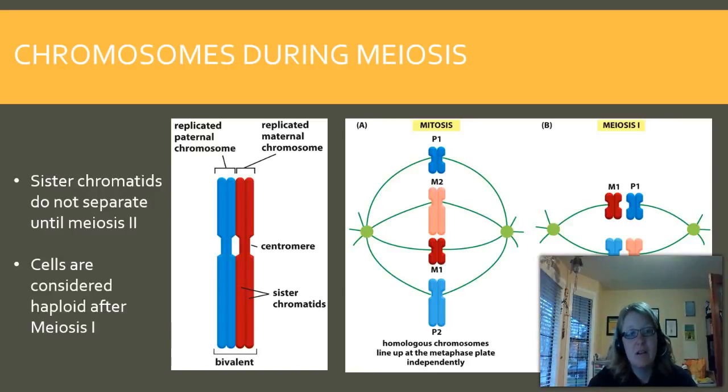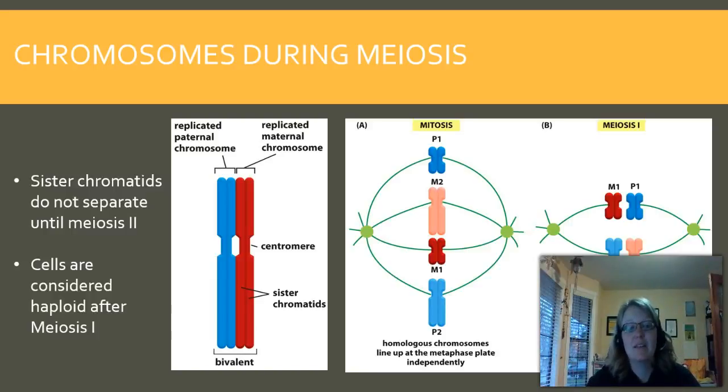And so cells are not considered haploid until after meiosis 1, and that's when we're going to divide. And what you can see here on the second image on this slide is the difference. So in mitosis, during metaphase, the chromosomes line up on the metaphase plate, and as they divide, each cell is going to get one of each of those 4 chromosomes you can see there. Whereas in meiosis 1 at metaphase 1, the pairs are going to separate. So the M1 is going to go one way, the P2 is going to go one way, the M2 is going to go one way, the P1 is going to go one way.